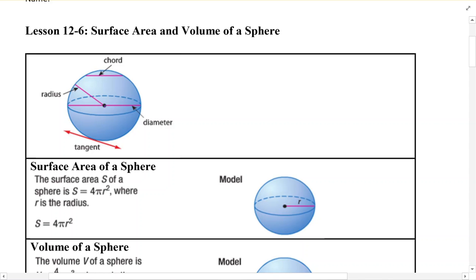center. One of the terms we haven't covered yet is this circle that goes all the way around the outside here through the two endpoints of a diameter, and that is called the great circle.